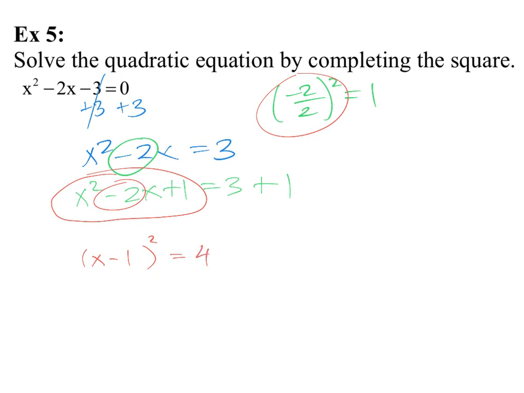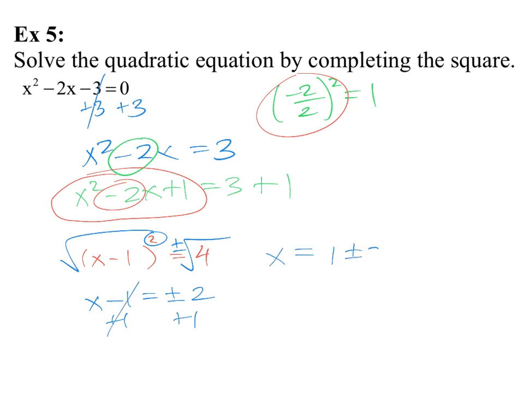And now it's just like the problem we did before. In order to get rid of the square, I have to take the square root of both sides. Don't forget the positive and the negative. I get x minus 1 equals positive negative square root of 4, which is 2. So I get x is equal to 1 plus minus 2. So let's work out both cases. x is equal to 1 plus 2, and x is equal to 1 minus 2. So x is equal to 3, or x is equal to -1. And then we're done.